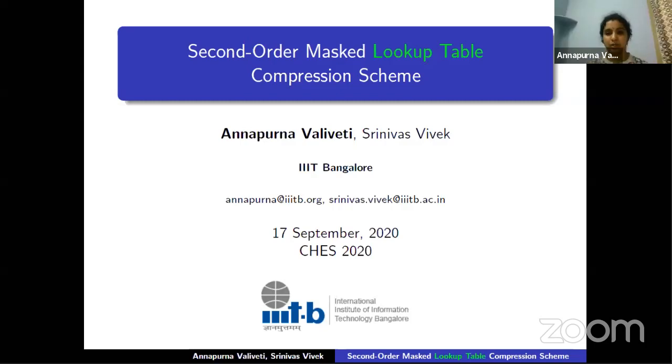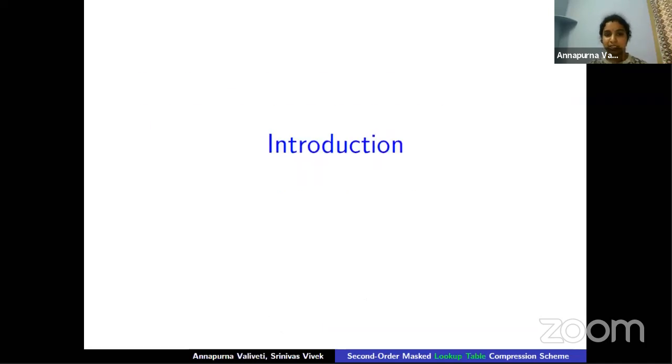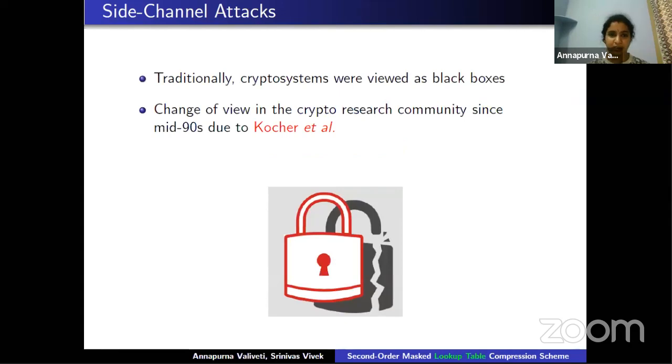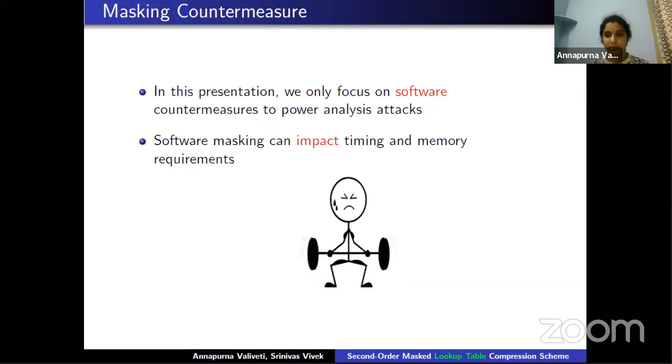Hello everyone, I am Annapurna Valivetti, research scholar from IIIT Bangalore. I'll be presenting our work, second order masked lookup table compression scheme. It's a joint work with my advisor, Srinivas Vivek. Side channel attacks need no introduction to this community. Software implementations of crypto algorithms are prone to side channel attacks. Masking is a popularly used countermeasure to counter side channel attacks. Along with security, the masking countermeasure can impact the timing and the memory requirements of the scheme.